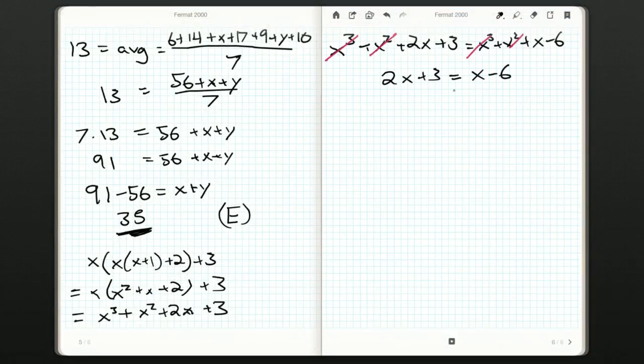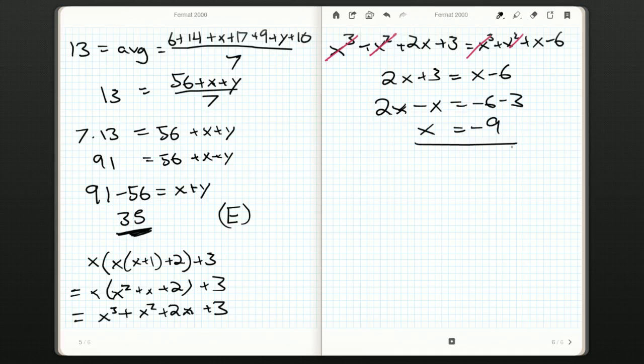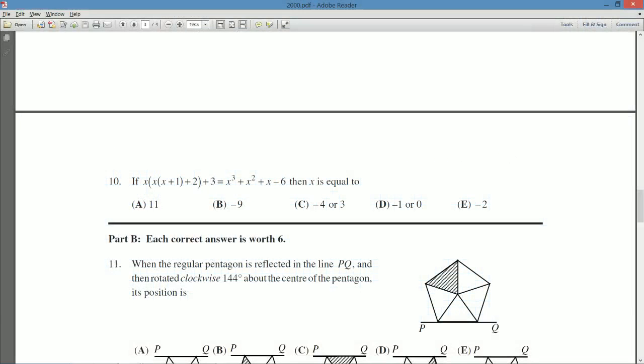Okay. Well, let's get all x's onto one side and all the numbers onto the other side. So we bring this x over to the other side, we get 2x minus x, and let's bring this 3 over to the other side, and we'll get negative 6 minus 3. 2x minus x, that's x, and negative 6 minus 3 is negative 9. So we should be looking for x equals negative 9 as our only answer. So that would be B.